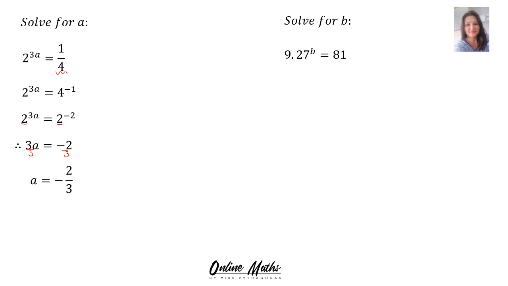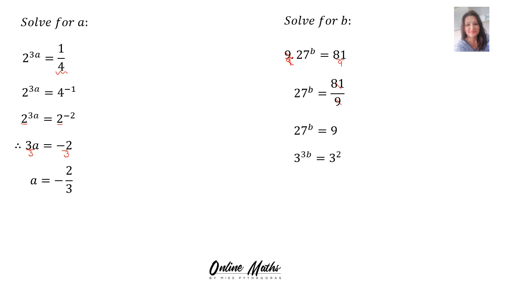And now I give you 9 times 27 to the power of b is equal to 81. So what you're going to do here is you are going to divide away the 9. And then it becomes 27 to the power of b is equal to, on the right hand side, 81 divided by 9. And then 81 divided by 9 is 9. So on the left hand side you find a 27.